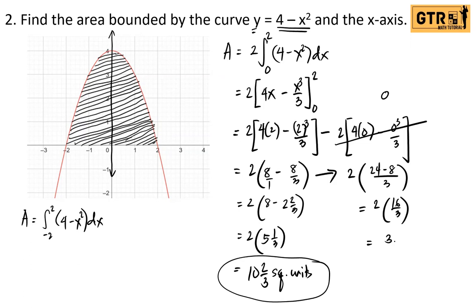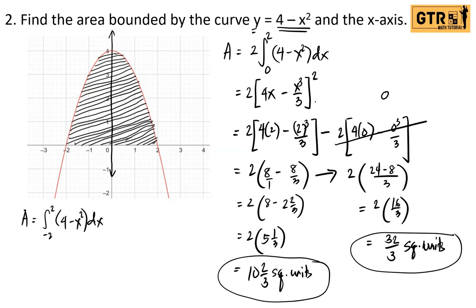Final answer is 2 times 16. We have 32 over 3 square units. So when we change this to improper fraction, so 32 divided by 3, that is equal to 10, remainder 2, or 10 and 2/3 square units. Okay, so let's verify if the limits are -2 to +2, if we will get the same answer of 32 over 3. Okay, so let's change the limit.